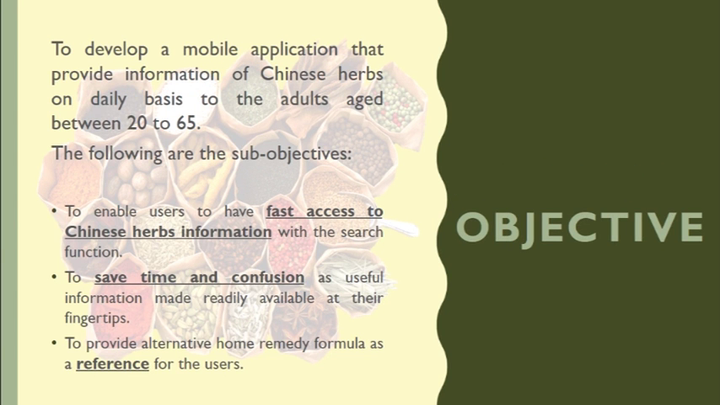The objective of this project is to develop a mobile application that provides information on Chinese herbs on a daily basis to adults aged between 20 and 65. The following are the sub-objectives. First, to enable users to have fast access to Chinese herbs information with the search function. Second, to save time and confusion as useful information is made readily available at their fingertips. The last one is to provide alternative home remedy formulas as a reference for the users.